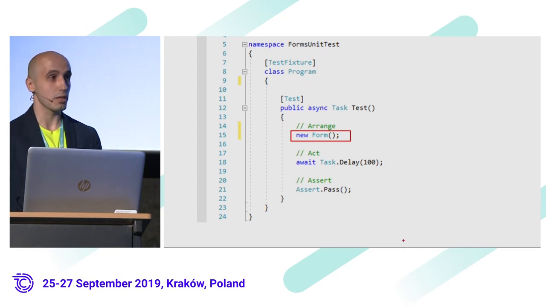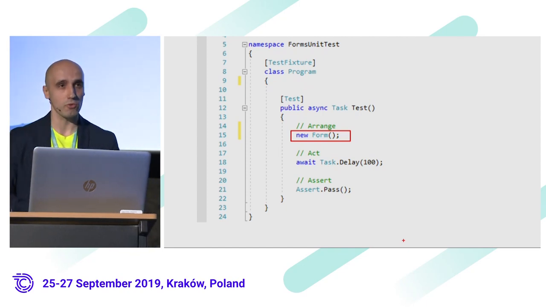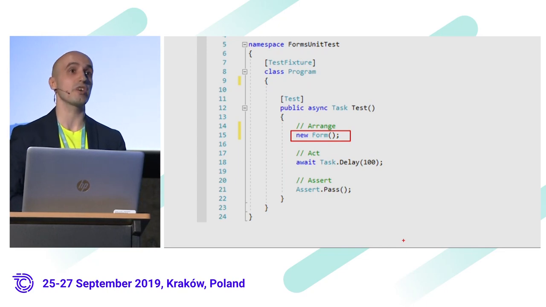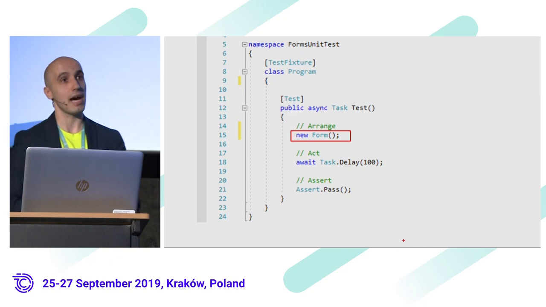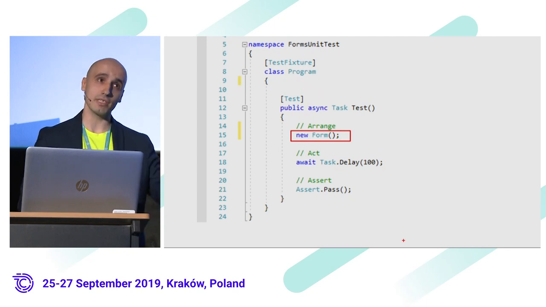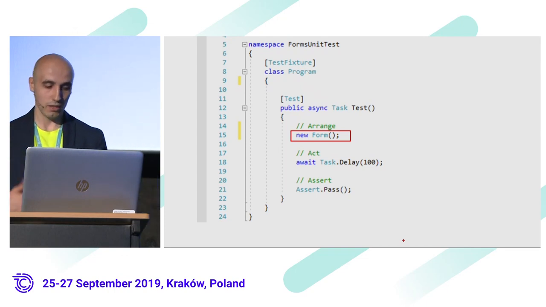Why is that? Because new Form, when it goes through the constructors of the WinForms framework, replaces the synchronization context. I mentioned that you can change the synchronization context on the go, and this is what this thing does. It replaces the synchronization context to use the WinForms one. So because NUnit uses a completely different synchronization context, it does not notice that, hey, this await was finished and the method succeeded. What can we do?